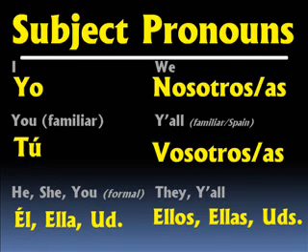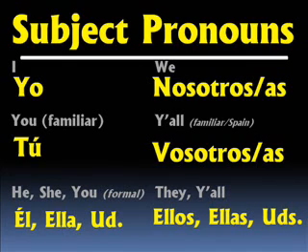Now the plural subject pronouns, we have nosotros for we. Now often teachers skip over the nosotras. Remember that we use nosotras when it's we and it's a bunch of girls talking. We have y'all familiar, which is really only used in Spain. It's vosotros or vosotras with a V. Now, in most of Latin America, they just use the ustedes. Ustedes is used for y'all for formal or informal.